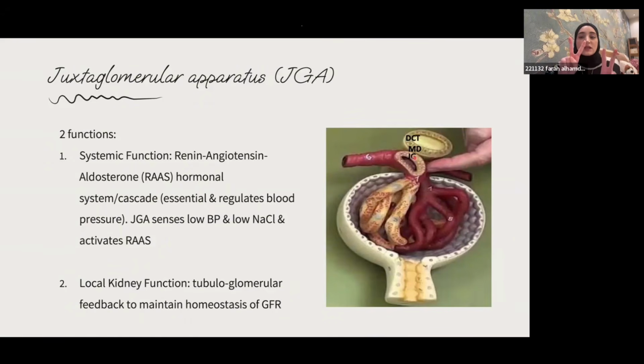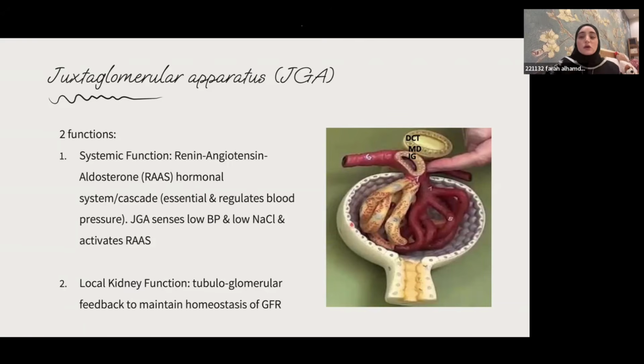So it has two functions. Basically, to maintain the homeostasis of the blood pressure in the body, and in the kidney. The first function is a systemic function. This is where the renin-angiotensin-aldosterone system comes into place. It senses that there's low blood pressure in the body. This cascade is sensed by this area in the kidney, and it creates renin and causes water reabsorption and sodium reabsorption, and this raises our blood pressure. This is a very important mechanism in the body, okay?